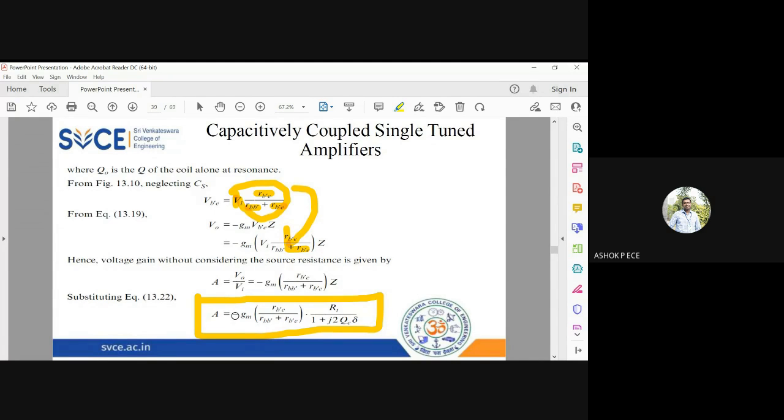And this minus sign is coming because it is a common emitter amplifier, and in a common emitter amplifier, the input and output are out of phase by 180 degrees, to indicate that you get this minus sign everywhere. So this is the final expression for gain.